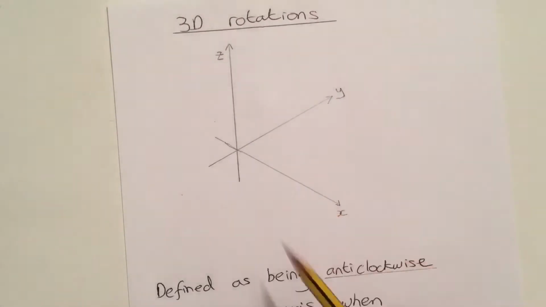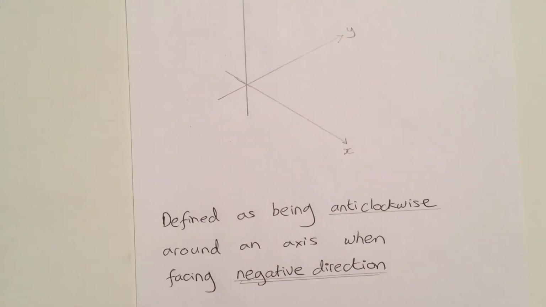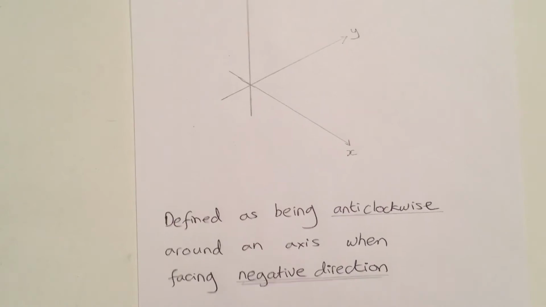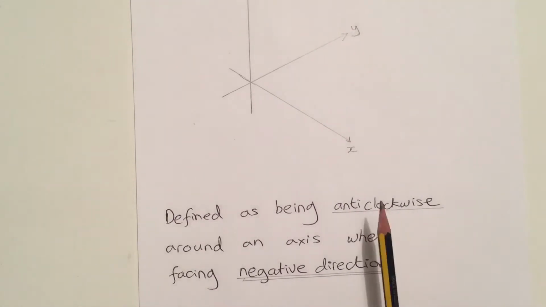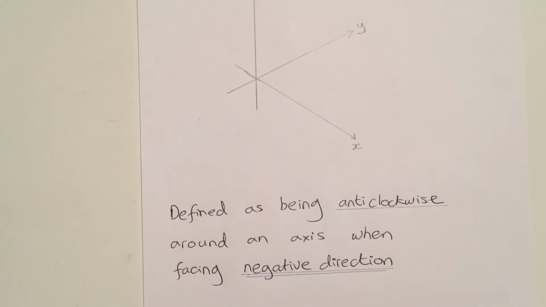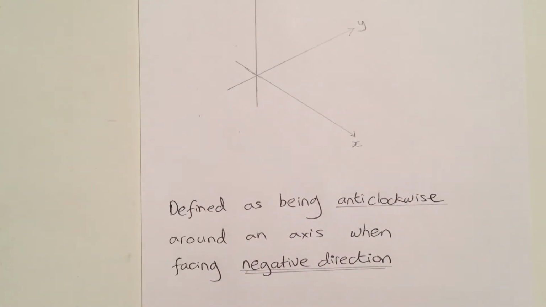Anyway, so I've drawn my set of axes, and first thing is to talk about definition when we are doing rotations. Exactly the same way as when we were rotating in 2 dimensions, anti-clockwise is the sort of definition. When we talk about rotation, it has to be anti-clockwise. But we need to talk about which direction we are facing when we say anti-clockwise.